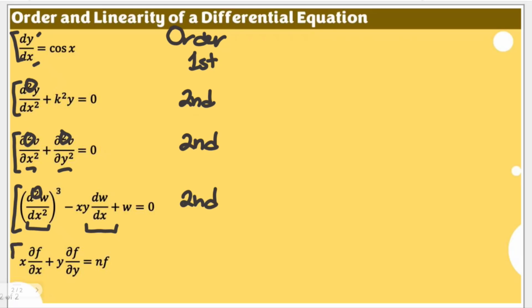Now, for the fifth, we still have here a partial differential equation, but we can see obviously this is a first order differential equation.